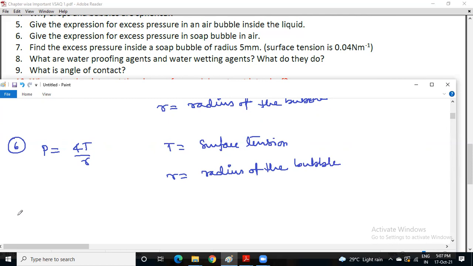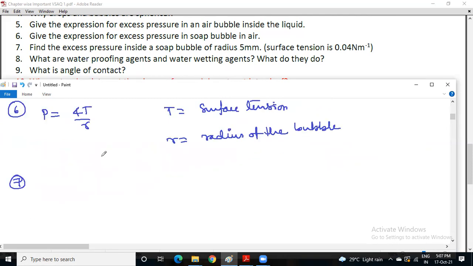Move to question number 7. 7 is numerical based on excess pressure. The question is find the excess pressure inside a soap bubble of radius 5 millimeter. Mentioned that surface tension is 0.04 Newton per meter. So the expression is 4T by R. Substitute the values: 4 into surface tension, how much given? It is 0.04, divided by 5 millimeter is given.